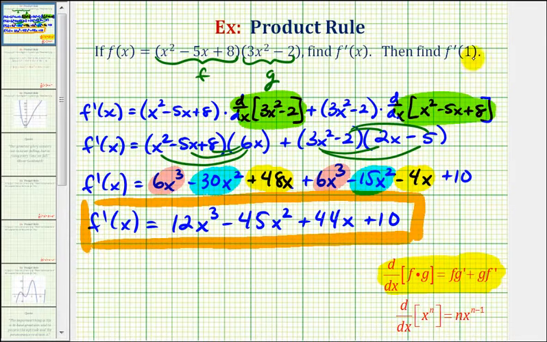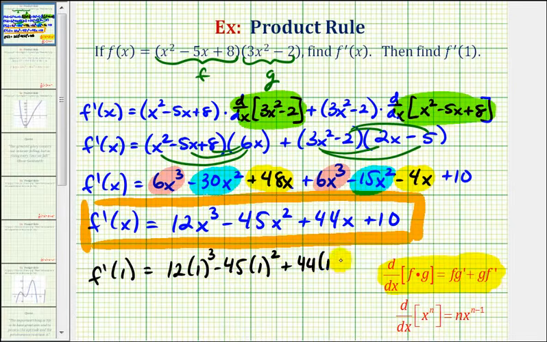So to find f prime of 1, which would be the slope of the tangent line at x equals 1, we'll substitute 1 for x into our derivative function. So we have 12 minus 45, that's negative 33, plus 44, that's positive 11, plus 10, so f prime of 1 is equal to 21, which again will be the slope of the tangent line when x equals positive 1.